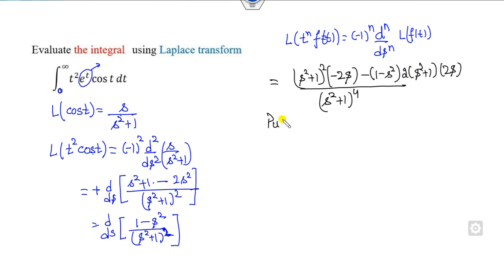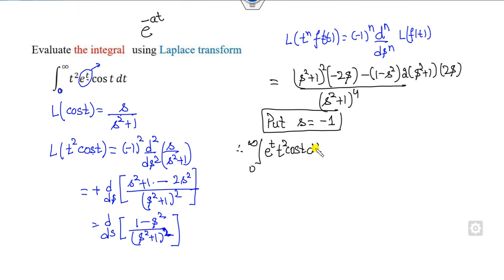Now you can substitute the exponential there. What is the coefficient of t in e raised to power minus at? A will be minus 1. So you can substitute s is minus 1. Left hand side will be integral 0 to infinity e raised to power t, t square cos of t into dt.